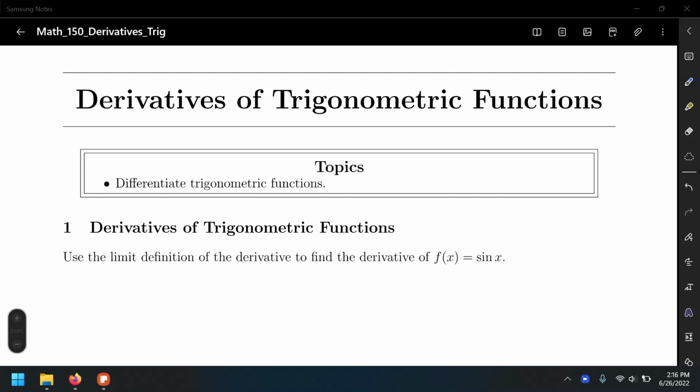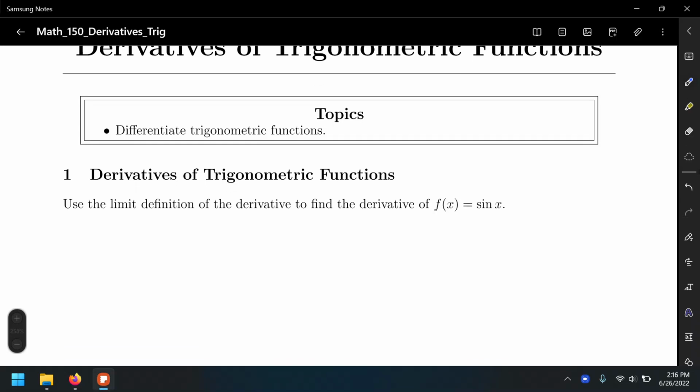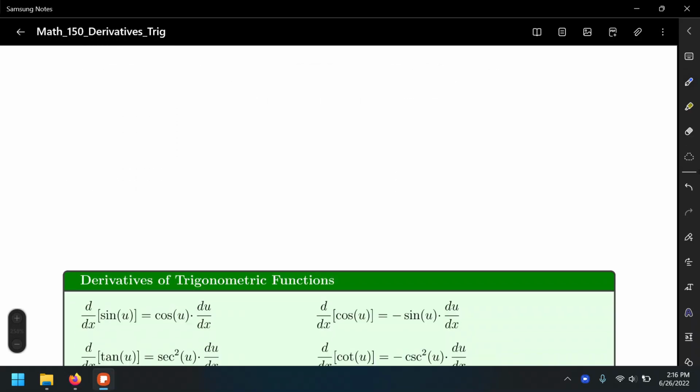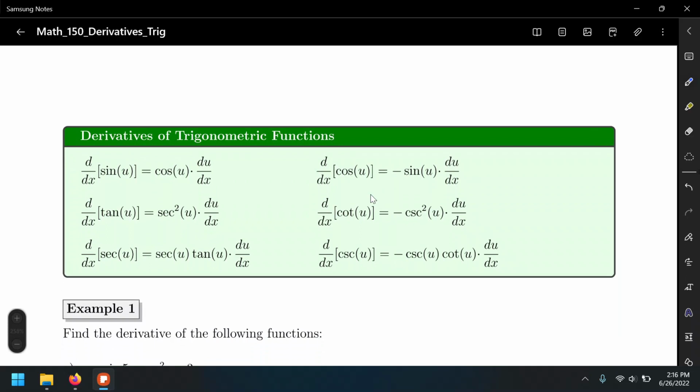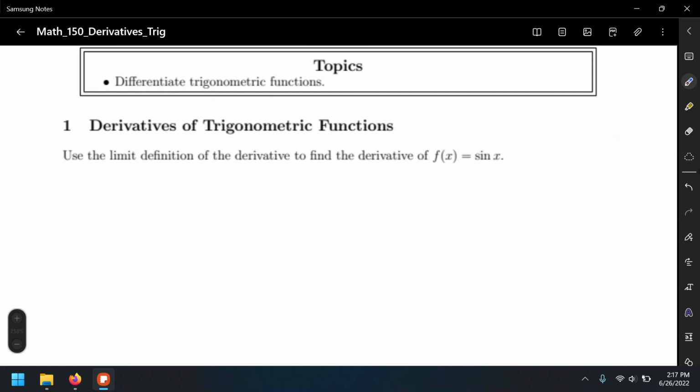Alright, so in this video we go over finding derivatives of trigonometric functions. The derivatives of trigonometric functions are all here in this green definition box. Notice in this case we're using u whenever a function is composite, like sine of x squared or sine of e to the 5x, for example. These are formulas that we will be using as we go along.